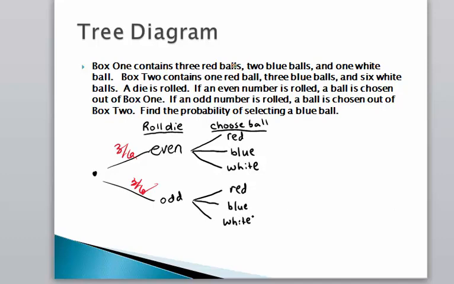So again, on each of these branches, we're going to write a probability. We want to look first at box 1 at the top part, and we want to ask ourselves, what is the probability that we choose a red ball? We know that box 1 contains a total of 6 balls, and 3 of those are red. So our probability is going to be 3 out of 6 for the red. We know that we have 2 blue balls, so 2 out of 6 for the blue. And we know that we have 1 white ball, so 1 out of 6 for the white.